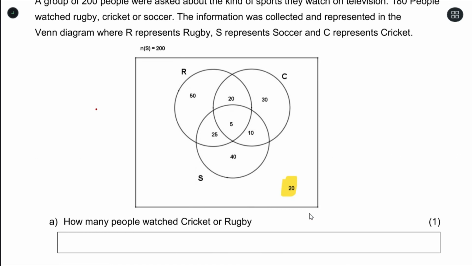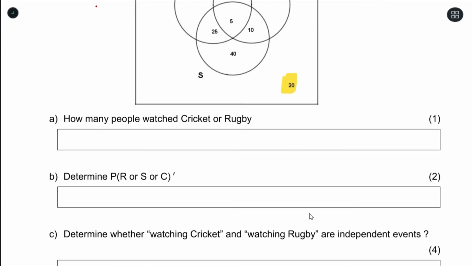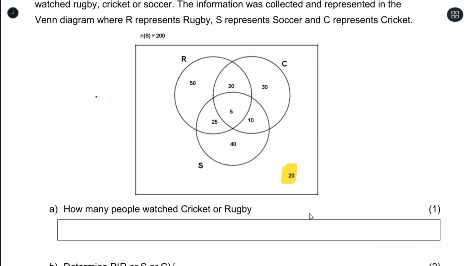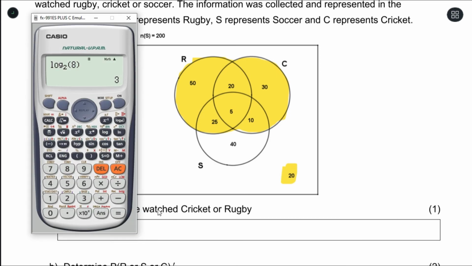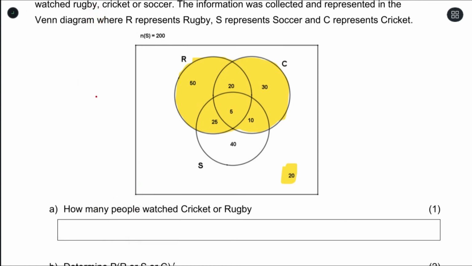Okay, so let's get into the question. The first question here says, how many people watch rugby or cricket? So if you're trying to figure out the number of people that watch rugby or cricket, it is everyone in the circles for rugby or cricket. So basically, let's say I shade it looking like this. As you can see, even though I included some people in soccer, those people that are in soccer also watch rugby or cricket. So now we just have to add the numbers inside those two circles. Okay, so let's add them. We have 50 plus 20 plus 30 plus 5 plus 25 plus 10. That is 140. So our answer here is just 140 people. Okay, let's clean that off.